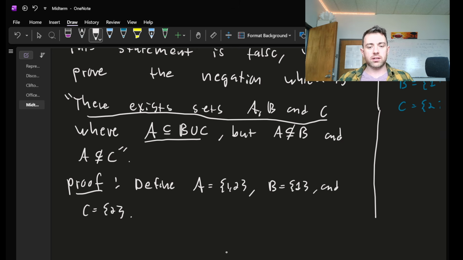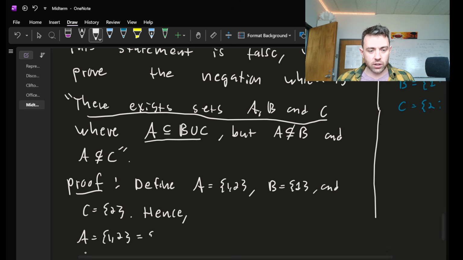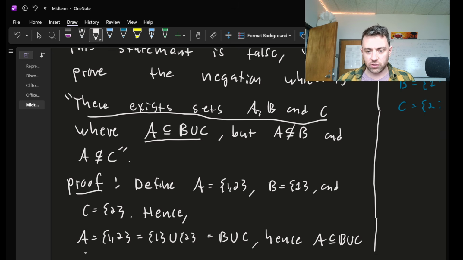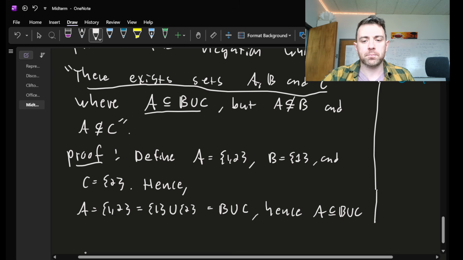Now we must verify that A is a subset of B union C, but we could go something like, hence, A is equal to the set containing 1, 2, which is equal to the union of the set {1} and the set {2}, which is the union of B and C. Hence, A is a subset of B union C. Fantastic.